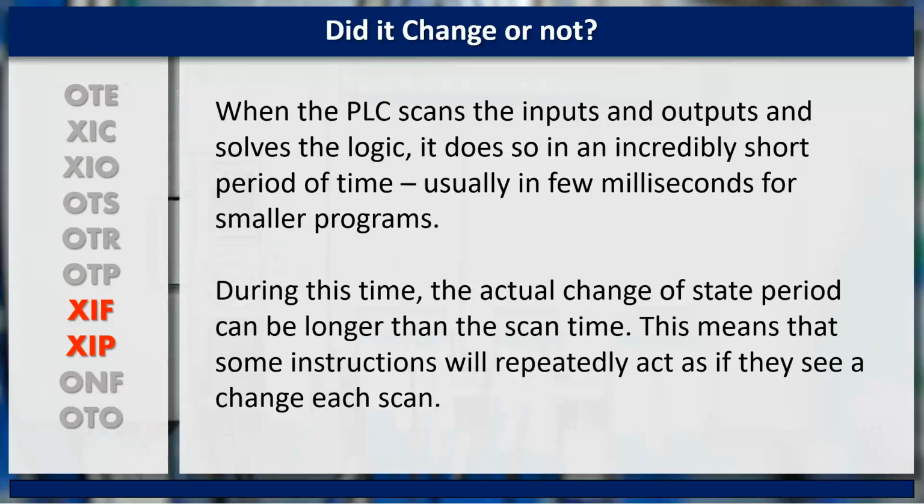When the PLC scans the inputs and outputs and solves the logic, it does so in an incredibly short period of time, usually a few milliseconds for smaller programs. During this time, the actual change of state period can be longer than the scan time. This means that some instructions will repeatedly act as if they see a change each scan.